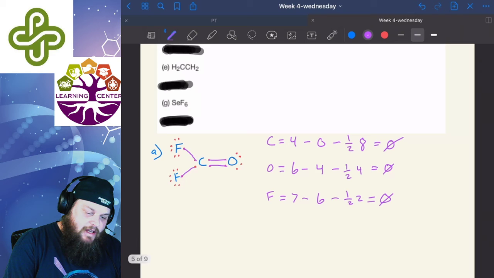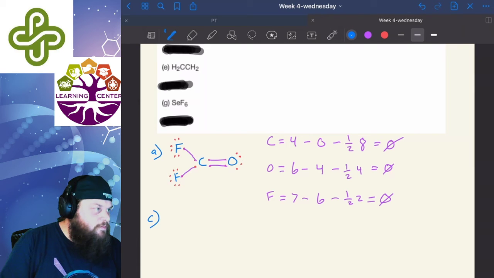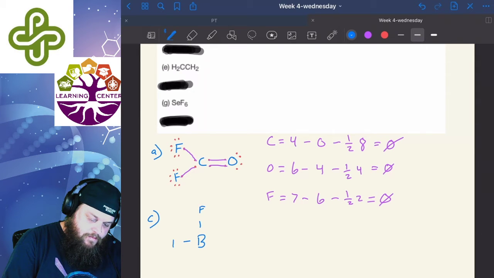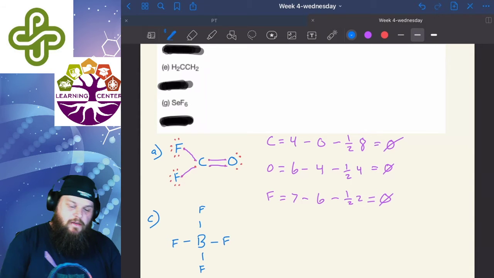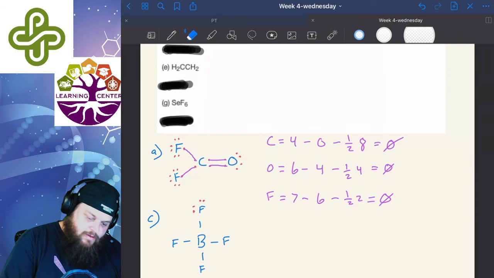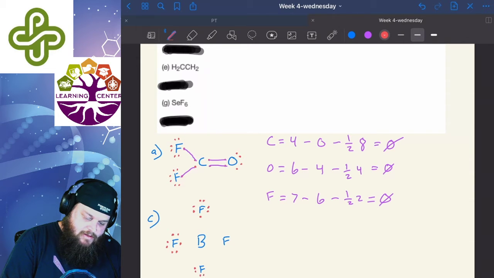Doing part C now. Part C is BF4 minus. I shouldn't write it out like that. I should draw it out. BF4, and it's minus. So each of those fluorides is going to want its 7. I already drew these bonds in. I should wait to do that. So each of those fluorides gets its 7 valence electrons on there. Takes a while to draw them, so I might repeat myself.